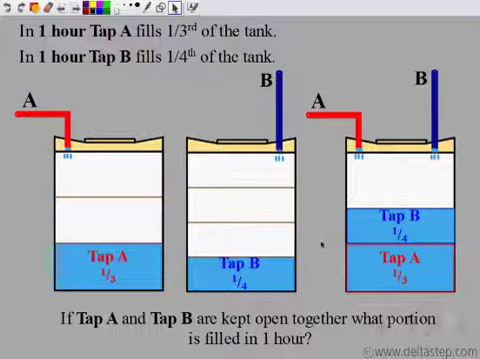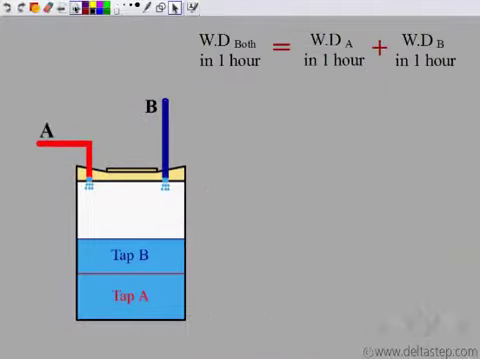That is, if both of them are open together, this total would be definitely more than tap A, because with tap A, tap B is also open. Also, we know that with tap B, tap A is also open, so it will be more than tap B also. So this would be 1/3 plus 1/4. That is, work done by both in an hour would be work done by tap A in 1 hour plus work done by tap B in 1 hour.